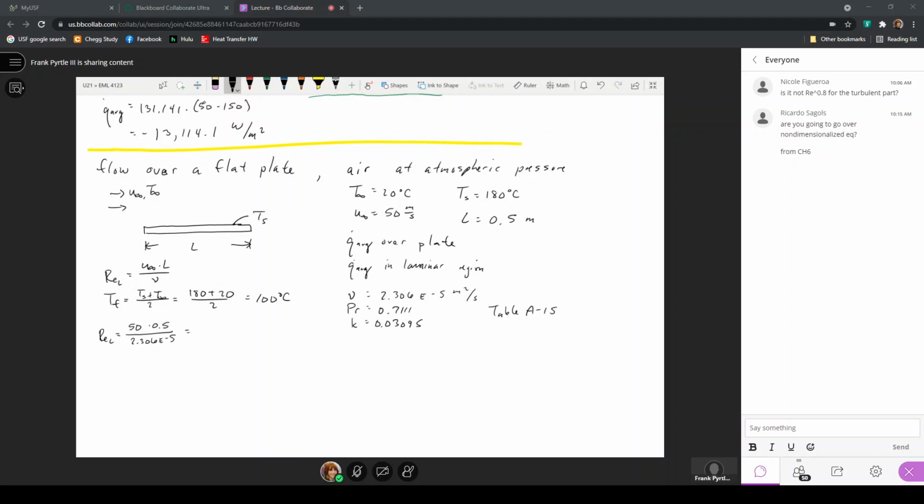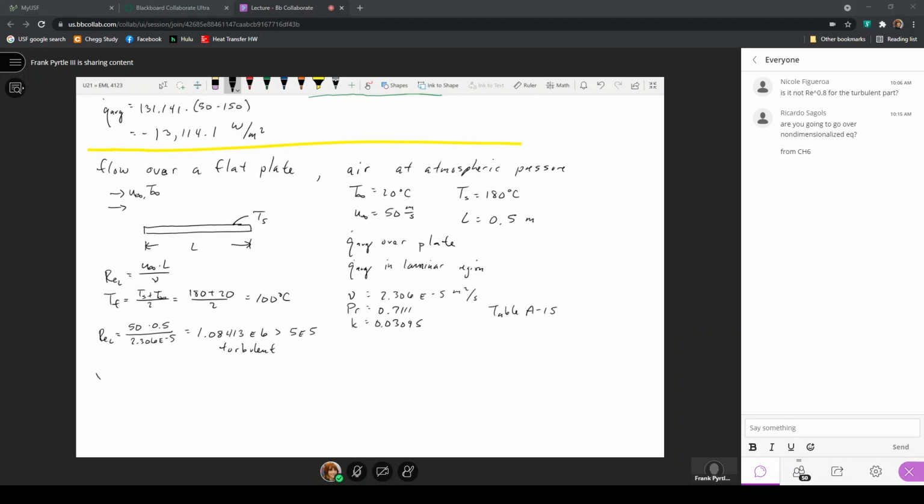All right, and here I get a value that is over 1 million, so 1.08413 times 10 to the 6. Now that's greater than 5 times 10 to the 5th. So it says that this is a turbulent flow condition at the trailing edge of the plate. So what that means is that there's a laminar region and there is a turbulent region that exists. And we want to find out, well, how long is the laminar region and how long is the turbulent region?